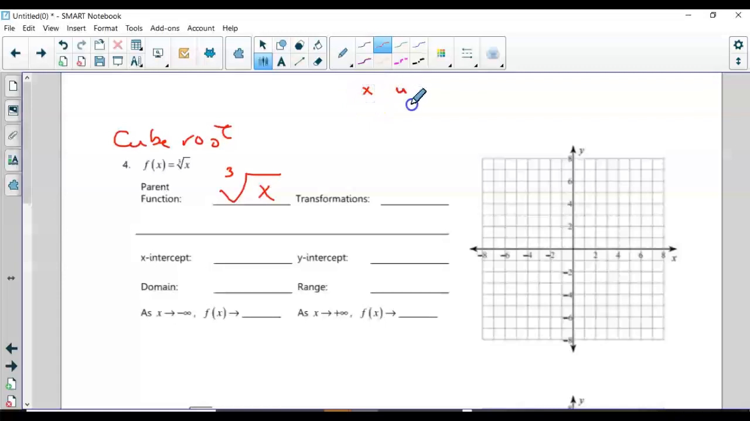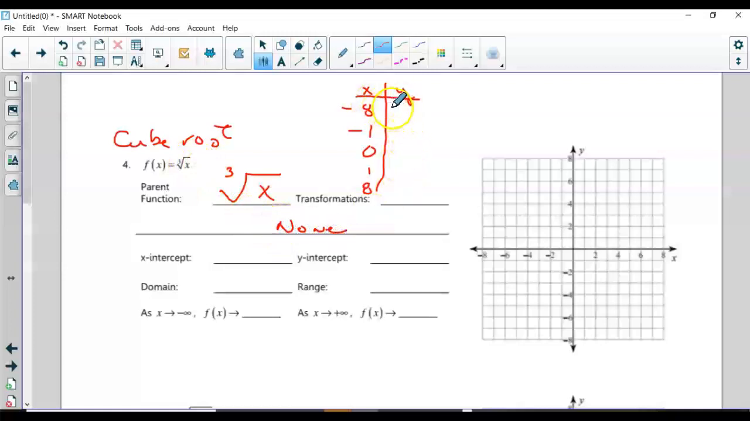So let's do a quick XY table. So we're looking for perfect cubes. Negative 8, perfect cubed, right? Negative 1, 0. All these are perfect cubes. 1 and 8. The next one's like 27. Doesn't fit on our graph, so I'm not going to use it. So I'm going to use these 4. Okay? And this is the parent function, so there are no transformations. We're not worried about that.